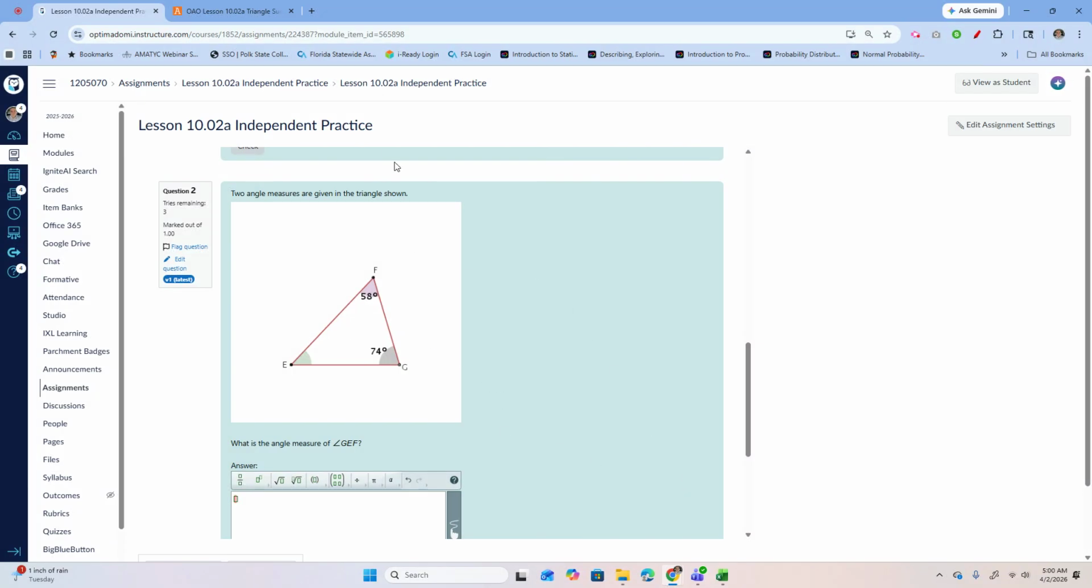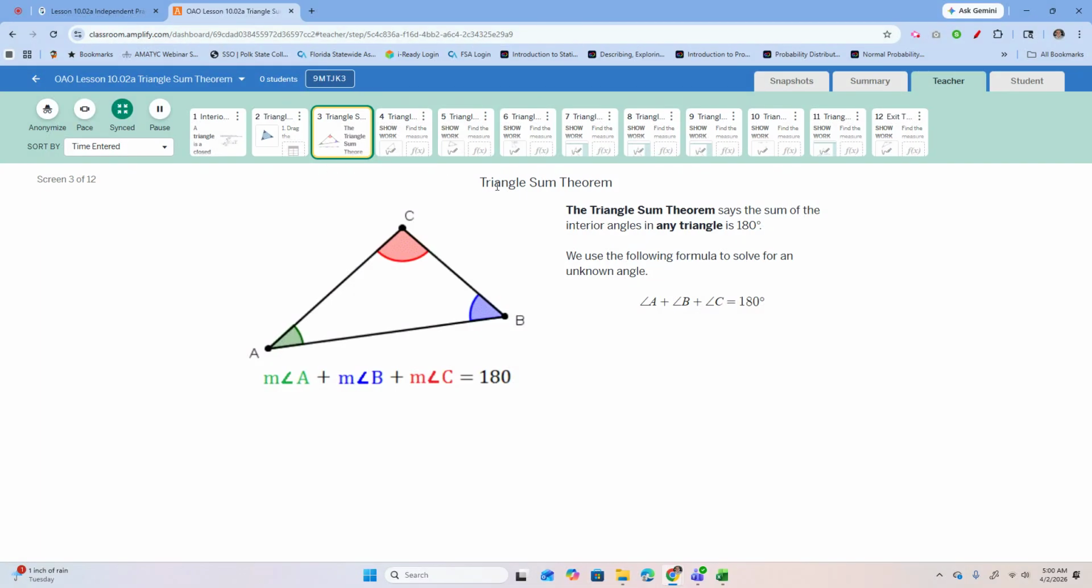In this lesson, we're going to work with something called the triangle sum theorem, which basically says that if you look inside the triangle, we have three angles, three corners. The measurement of each angle, if you add it up, is always equal to 180. That's the whole idea of the triangle sum theorem. Add the three angles inside of a triangle and it will give you 180.